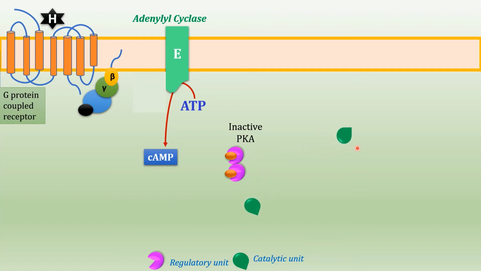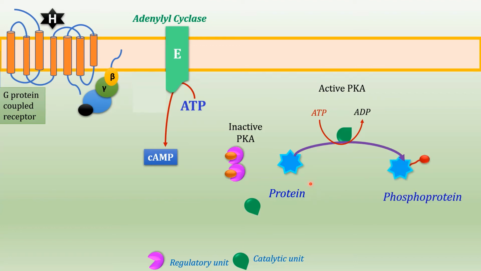Now what is the function of this catalytic unit? This now becomes active protein kinase A. So it catalyzes the transfer of phosphate from ATP and transfers that phosphate group to this protein. So now this protein becomes a phosphoprotein. For example, if this protein is an enzyme, then by the action of this active protein kinase A, that enzyme becomes a phosphorylated enzyme. And this process is called phosphorylation.